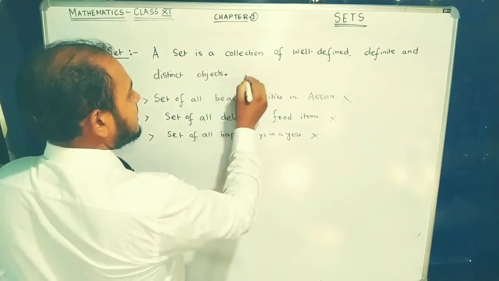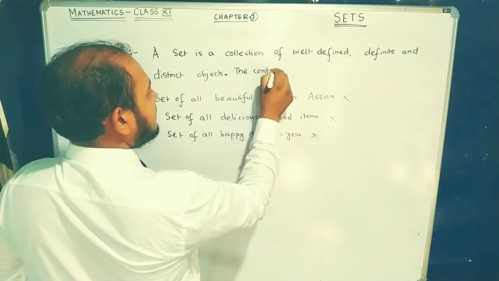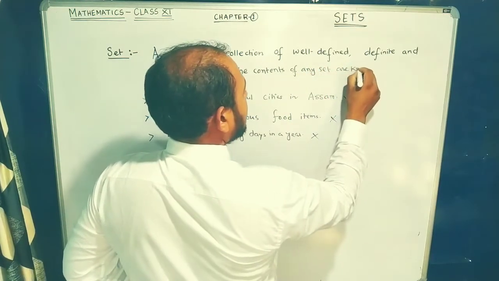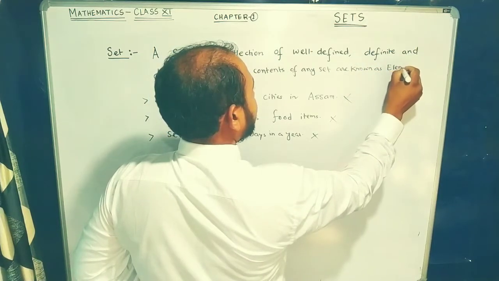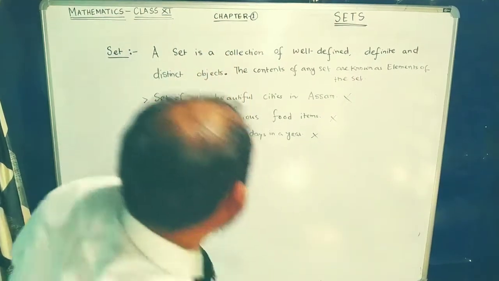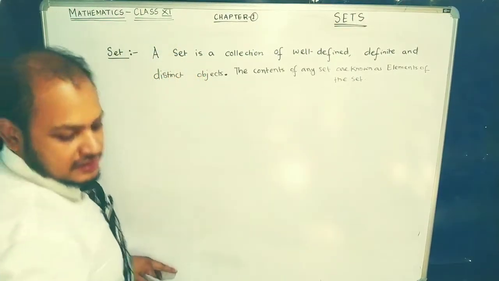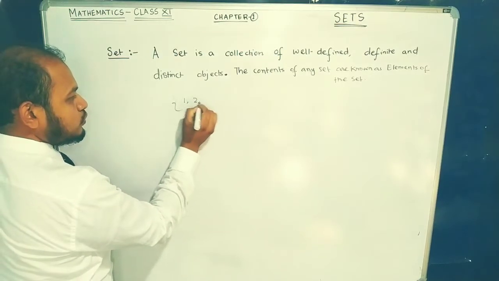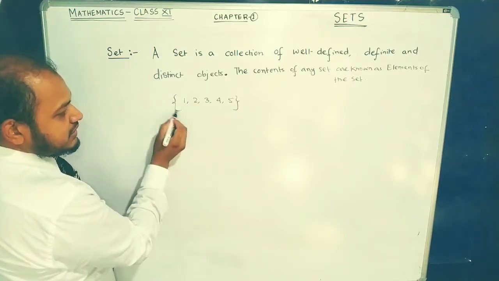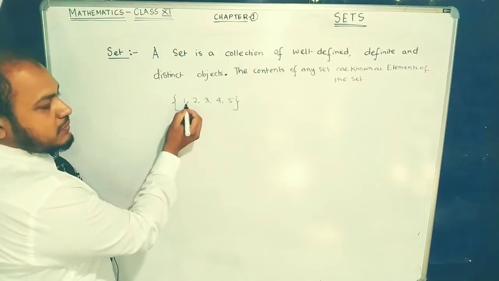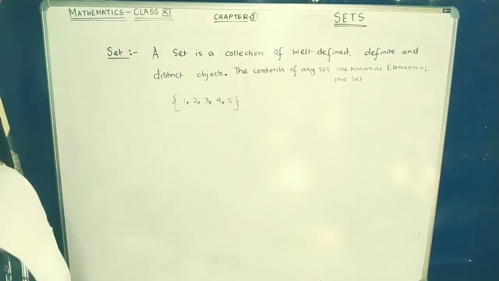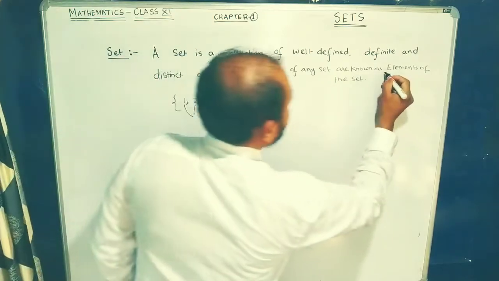And add one more line here, the contents of any set are known as elements of the set. If I explain this line, it means that, for example, let us have a set of 5 numbers, 1 2 3 4 5. This is a set. Remember, every set is represented using this type of brackets, and whatever is inside them you have to separate by commas. See 1, 2, 3, 4, 5. And each and every entry here is known as an element of this set.